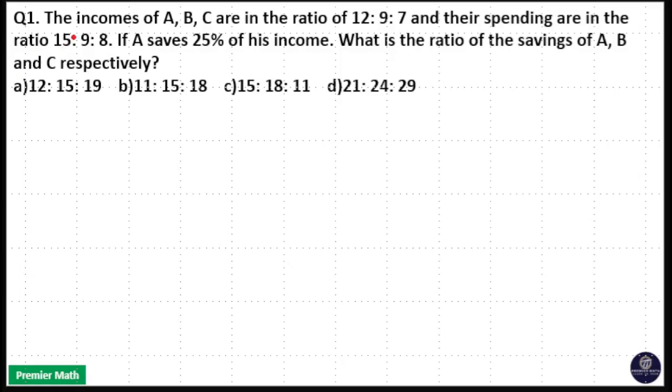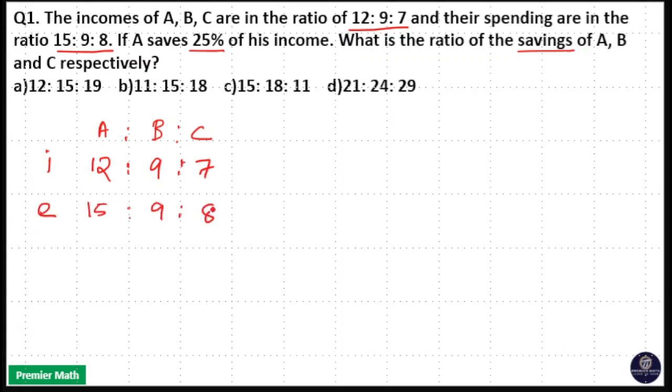Our first question is: the incomes of A, B, C are in the ratio 12:9:7 and their spendings are in the ratio 15:9:8. If A saves 25% of his income, what is the ratio of savings of A, B, C respectively? We have three persons A, B, C. Their income is in the ratio 12:9:7. Their expenditure is in the ratio 15:9:8. That means savings is equal to income minus expenditure.